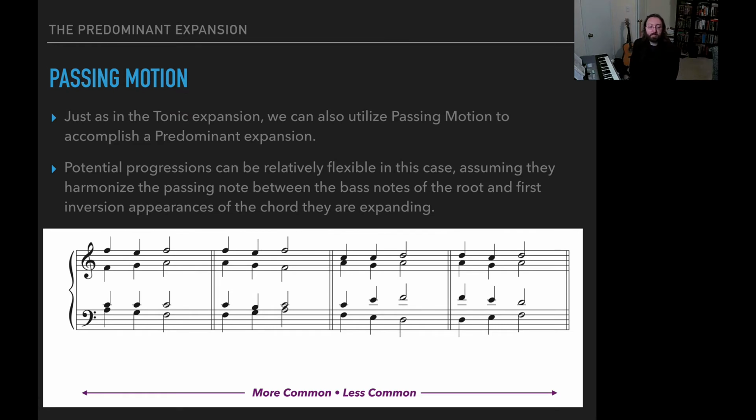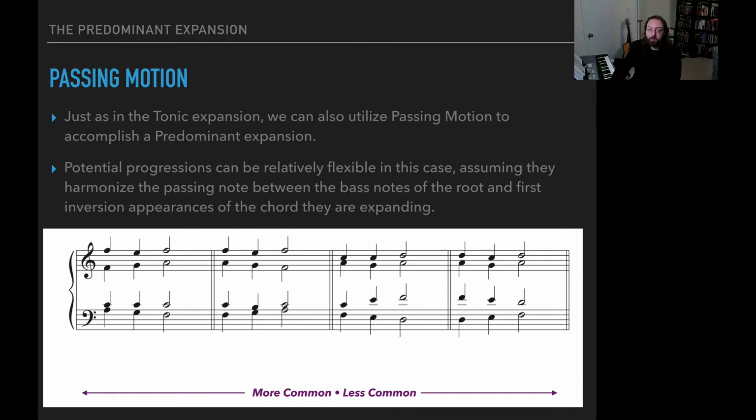We can also expand it through passing motion, just like we did with the tonic harmony, where we had passing motion in the bass. Essentially stepwise motion that continues in the same direction in the bass voice. So in this case, all of these bass voices are moving down by step, or moving up by step, and all of these progressions that you'll see can be reversed, though some of them it will be more common to have them be in the way that I've written them, and we'll talk about that as we go through.